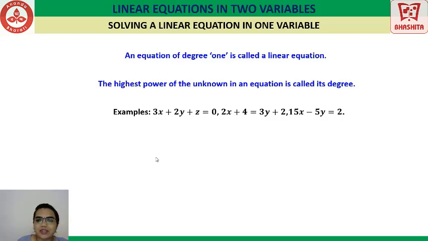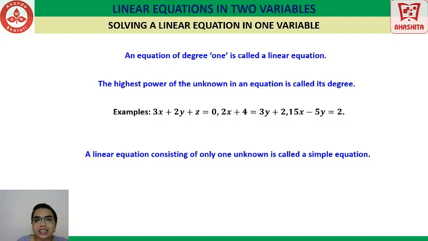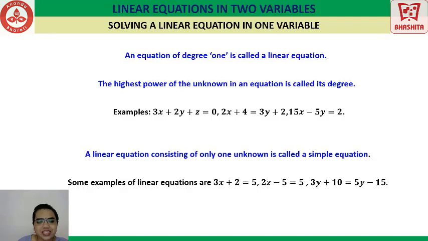Okay, now here we have a special category of linear equations, that is nothing but simple equations. Now what is a simple equation? A linear equation which consists of only one unknown is called a simple equation. One unknown in the sense that in the equation we will have only one variable. Such an equation is a simple equation. Let us take some examples. 3x plus 2 equal to 5, 2z minus 5 equal to 5, 3y plus 10 is equal to 5y minus 15. All of these are examples of simple equations.